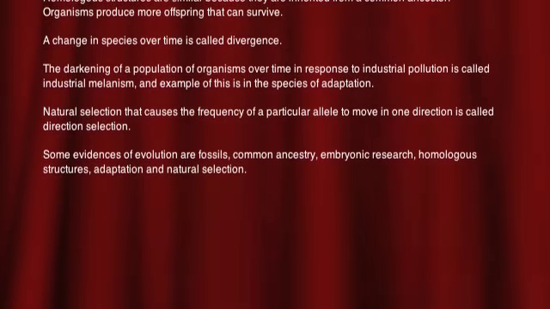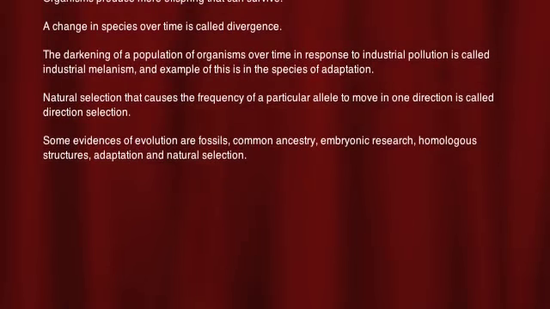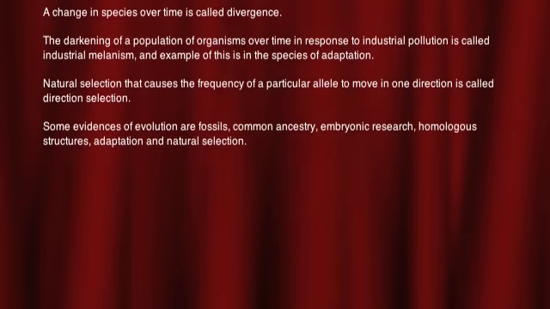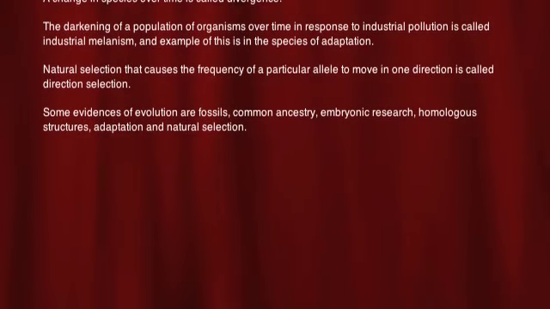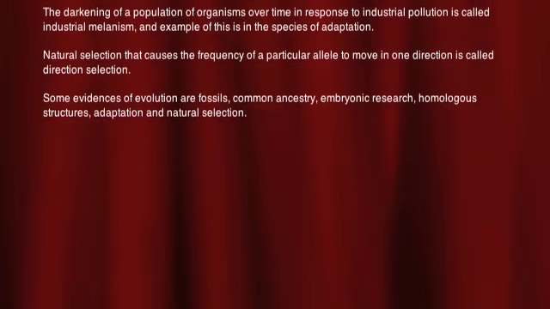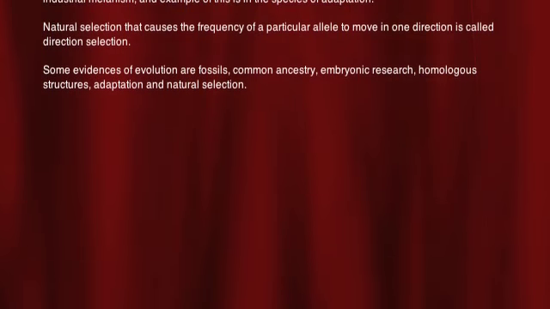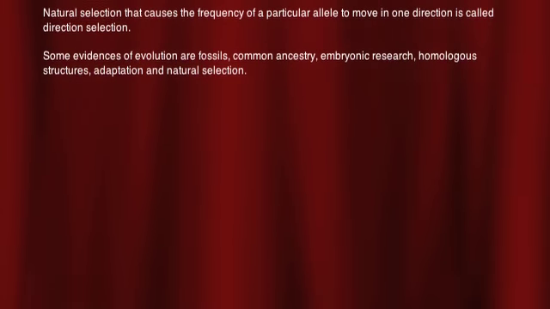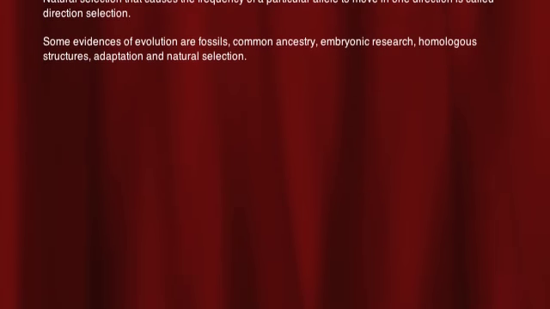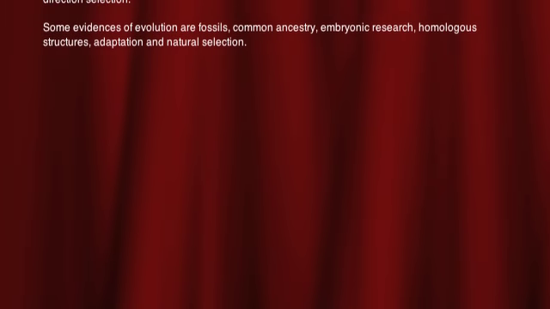A change in species over time is called divergence. The darkening of a population of organisms over time in response to industrial pollution is called industrial melanism, and an example of this is in the species of adaptation. Natural selection that causes the frequency of a particular allele to move in one direction is called directional selection. Some evidences of evolution are fossils, common ancestry, embryonic research, homologous structures, adaptation and natural selection.